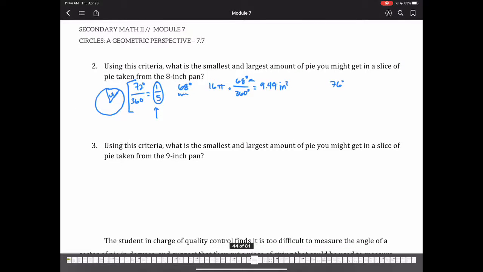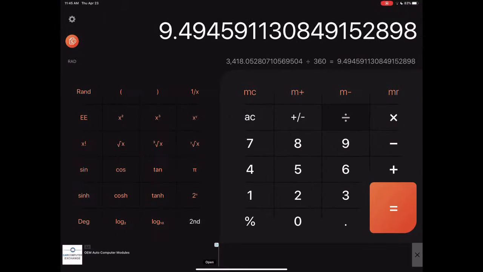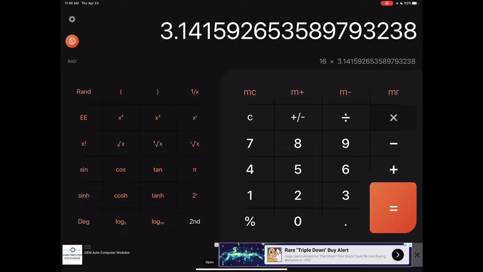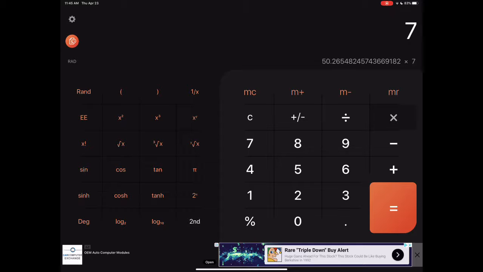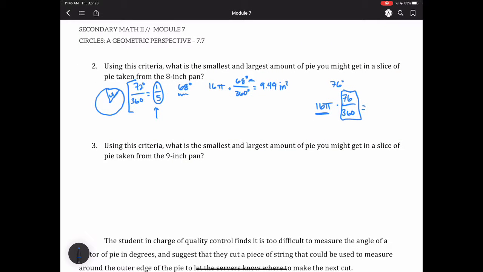So we're going to do the same thing and ask, what's the area of my pie? Well, it's 16 pi inches squared times what fraction of the circle I'm working with, which is 76 over 360. So it's total area times what fraction. Now I'm going to plug those values in again. I get 16 times pi times 76 divided by 360, that fraction, and that's 10.61 square inches.